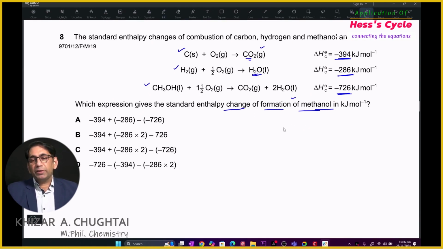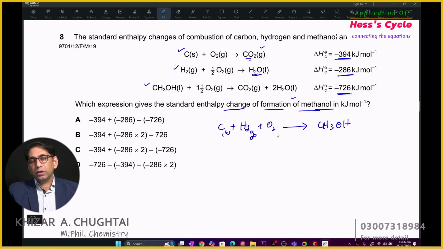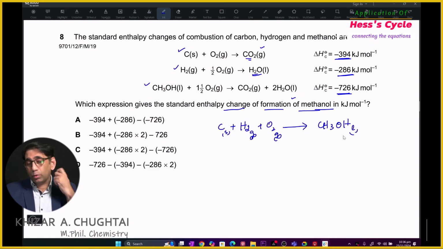So enthalpy of formation of methanol, CH3OH is the methanol. Here are basically 3 elements: carbon solid, hydrogen gas, and oxygen gas. I'm going to synthesize this one. I'm going to form 1 mole of methanol. For 1 mole, I need 2 moles of hydrogen gas, half a mole of oxygen gas, and 1 mole of carbon.